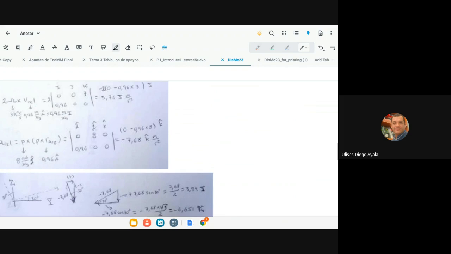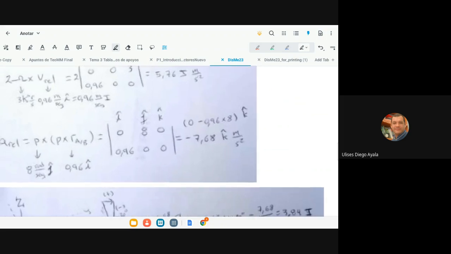El vector P por P. Por el vector producto cruz de vector P otra vez por R. Esto es velocidad lineal. El vector P es el que gira en el motor. El vector de velocidad del motor. 120. ¿Vale?